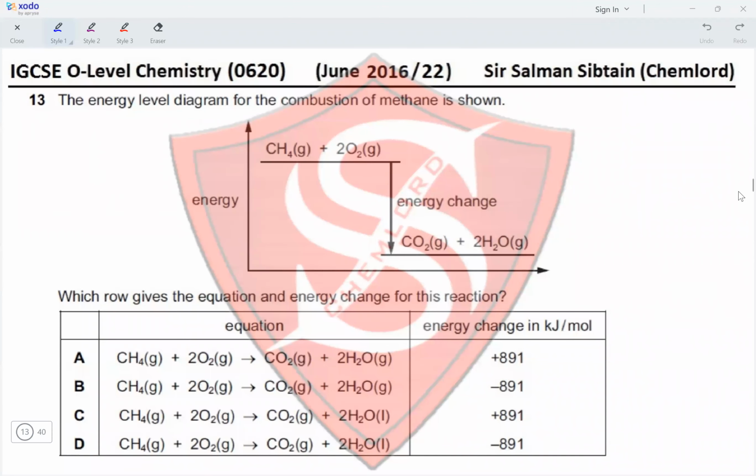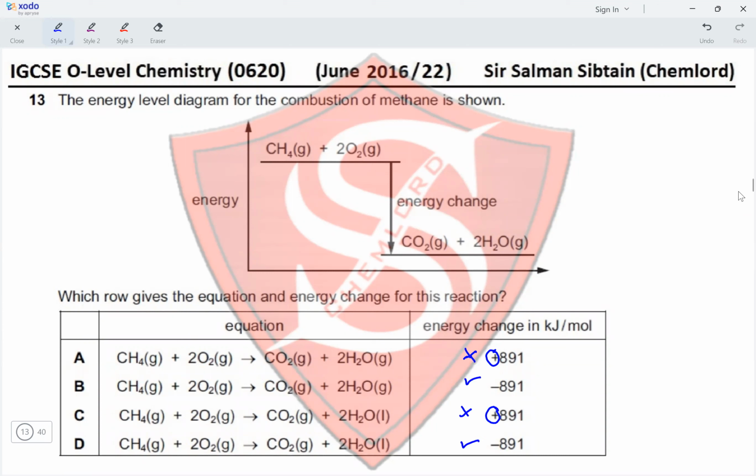Question 13. The energy level diagram for the combustion of methane is shown. So the reactants are above the product. So this makes this an exothermic reaction. Which row gives the equation for the energy change for this reaction? So it cannot be a positive energy change. So option A gets eliminated and option C also gets eliminated because of the positive energy change. So it can be negative.